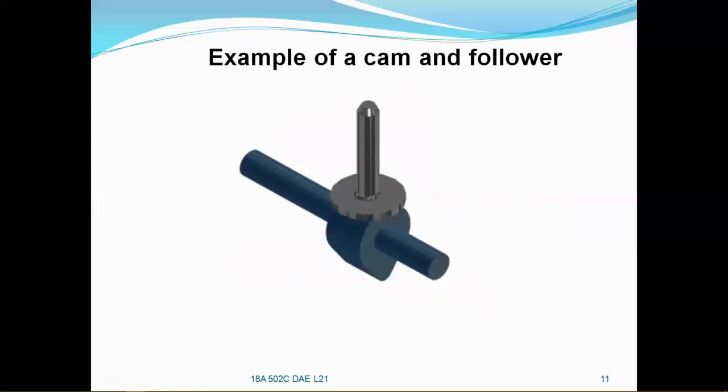Here you can see another example, which may be a press. It is a flat follower. Here you can see this is the flat shape, and it reciprocates vertically up and down while the cam rotates about its shaft.